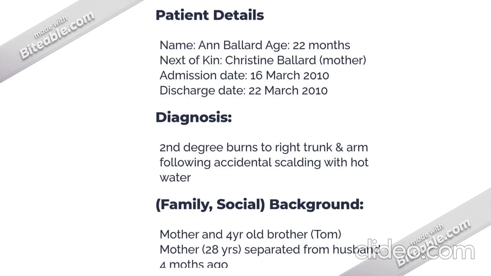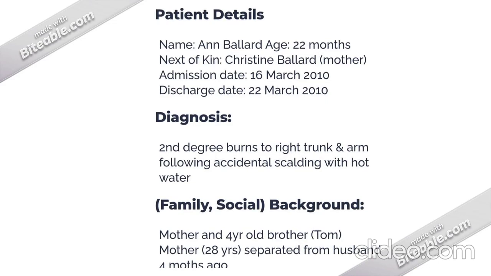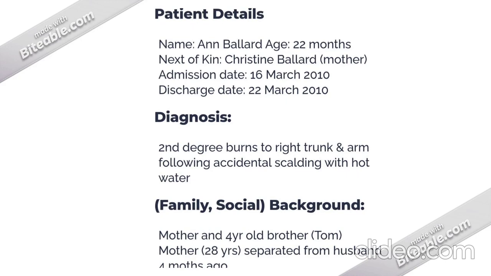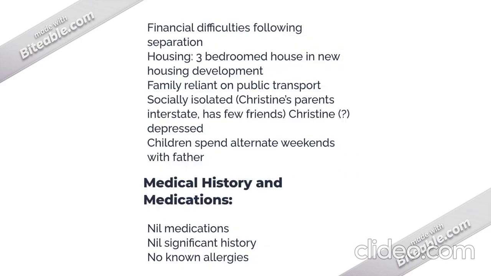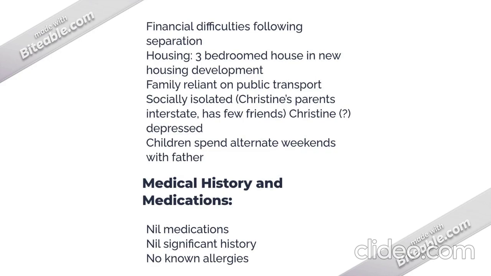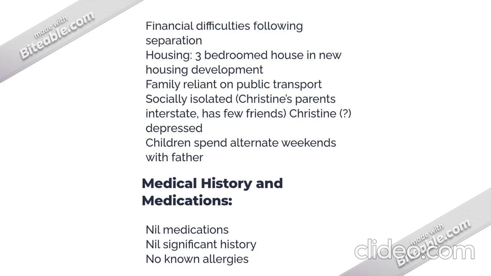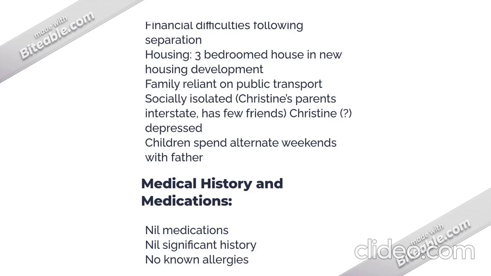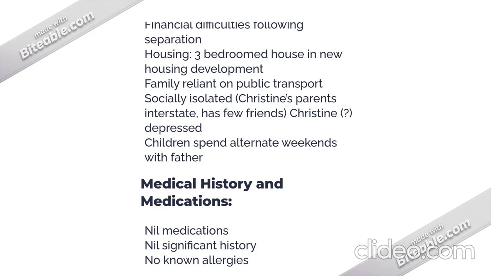Family and social background: mother and 4-year-old brother. His name is Tom. Mother is 28 years, separated from husband 4 months ago. Financial difficulties following separation. Housing: three-bedroomed house in new housing development. Family reliant on public transport. Socially isolated because Christine's parents are interstate, has only few friends. There is a query about her mother's mental status, whether she is depressed or not. Children spend alternate weekends with father. Medical history and medications: nil medications, nil significant history, no known allergies.